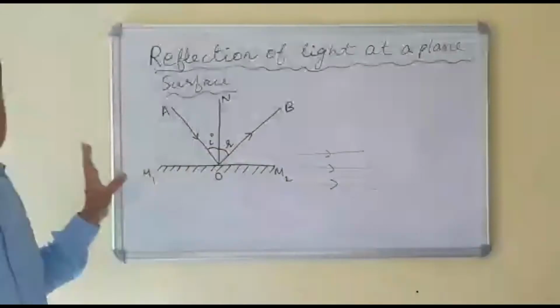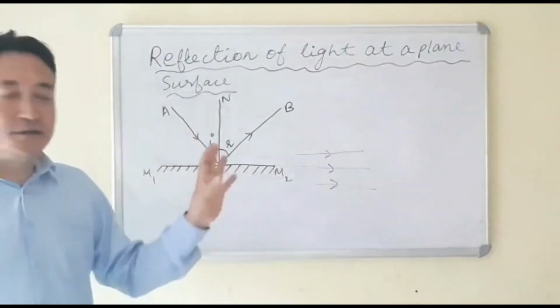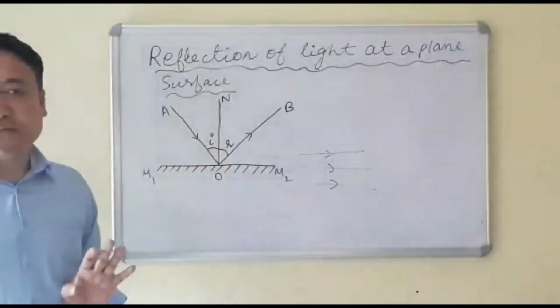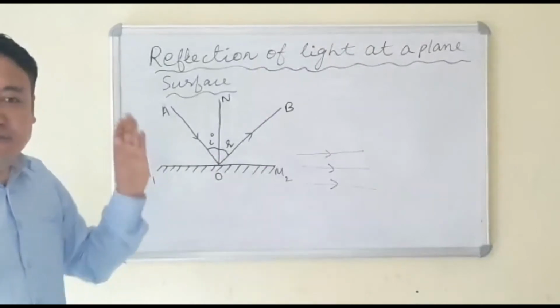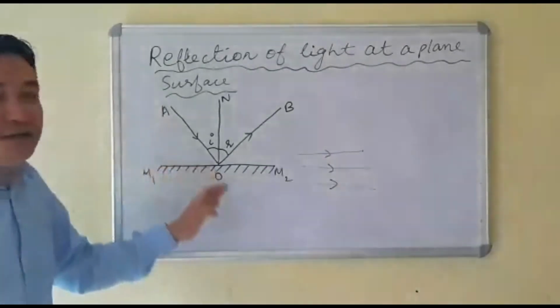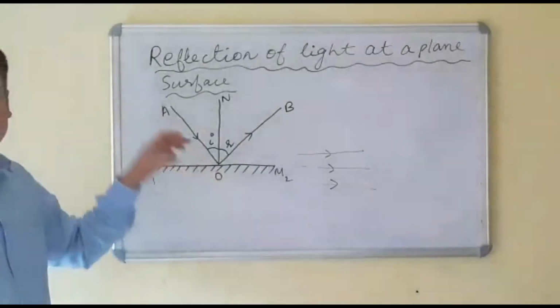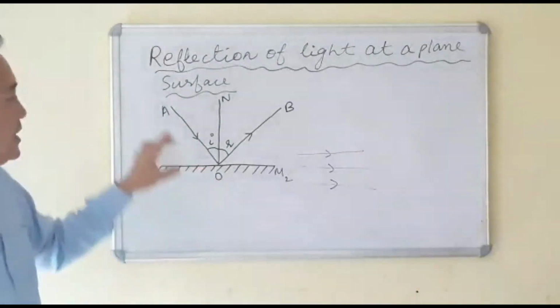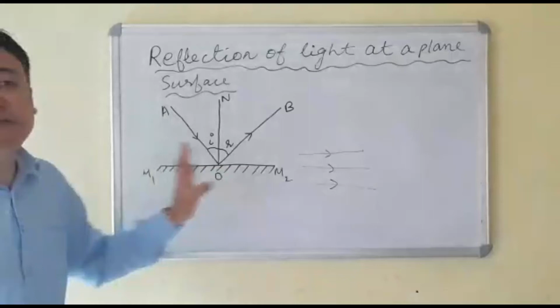Now let us come to the terms associated with the reflection of light. AO is the incident ray. Now what is the incident ray? The ray of light which strikes the reflecting surface is called the incident ray. AO is the incident ray. And the other one is the reflected ray.